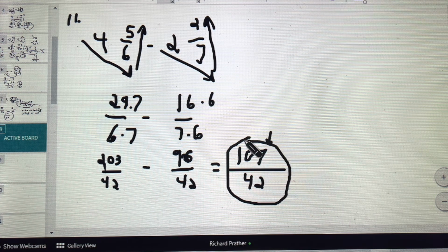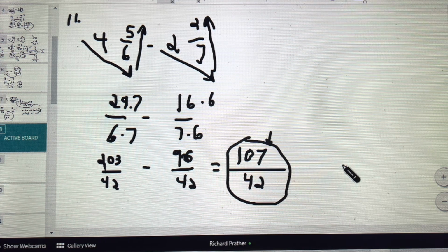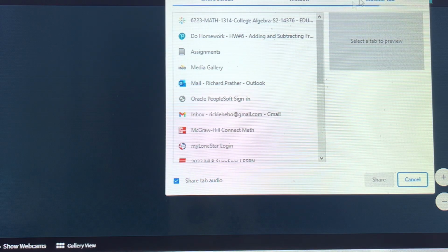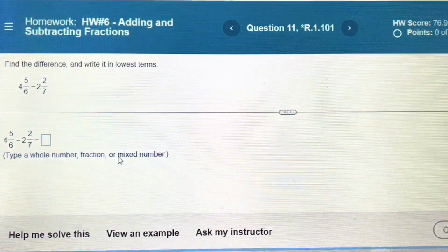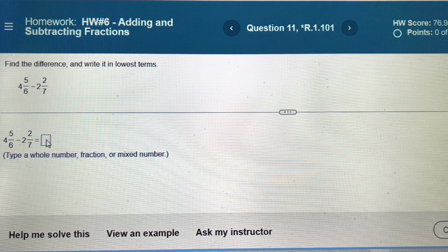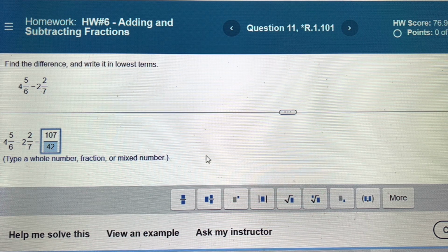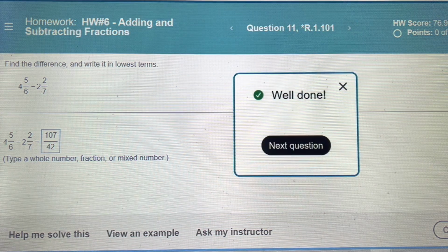And then we don't need to change it back to a mixed fraction. You could, but you're just wasting your time and taking a chance you do it wrong. 107 over 42. They're taking regular fractions or improper ones, so no need to waste time putting it back as a mixed fraction, unless they just specifically ask only for that. Yesterday we had a few where they asked for mixed numbers, we had to do it.